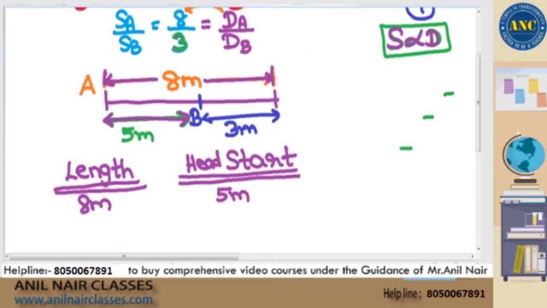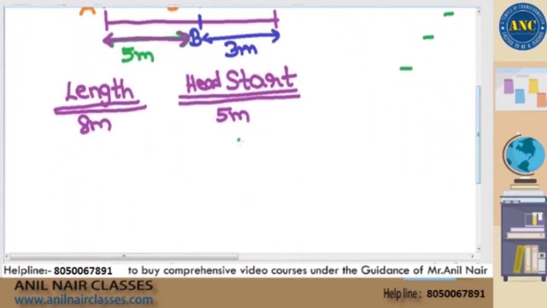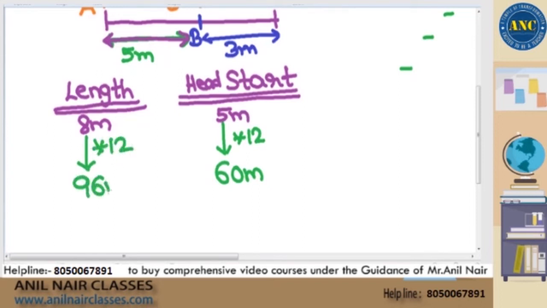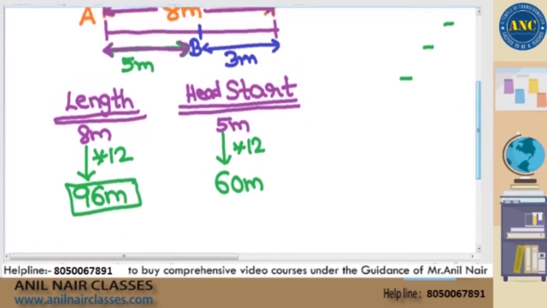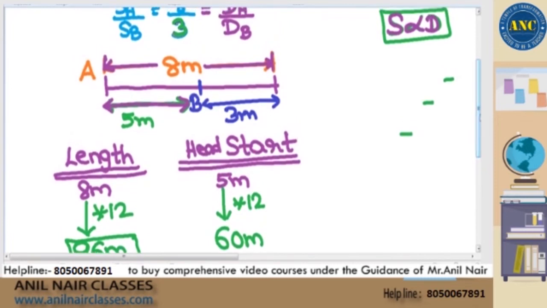But according to the question, A gives B a head start of how many meters? 60 meters. It is given in the question. 5 should become 60. Multiply by 12 because 5 into 12 is only 60. 8 also multiply by 12. What is 8 into 12? Answer is 96 meters. Very logical way of solving the question rather than using some variables or formula. I hope it is clear.